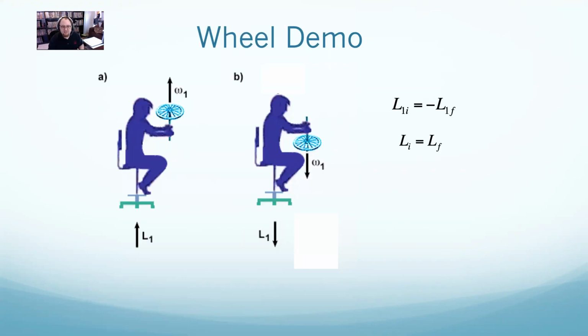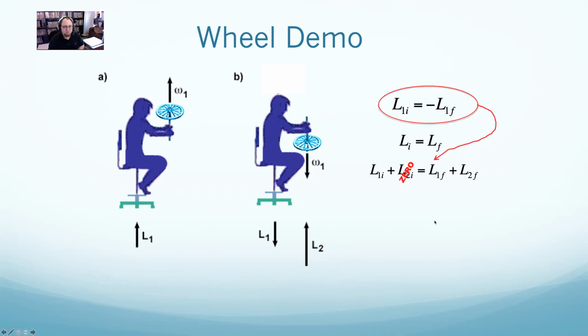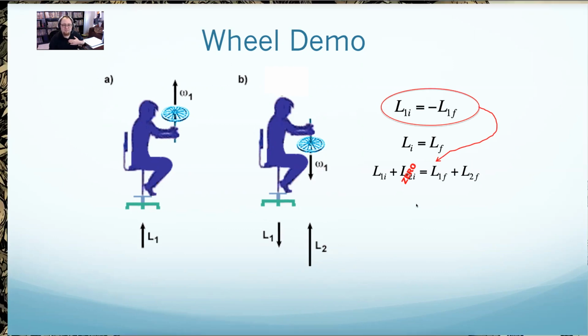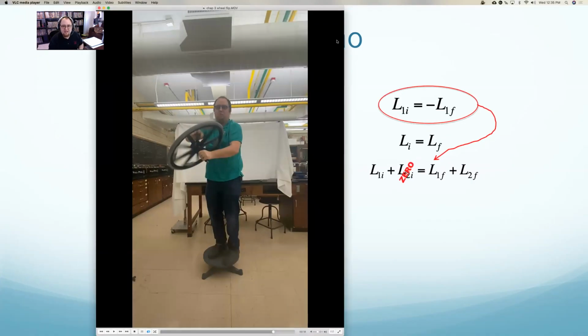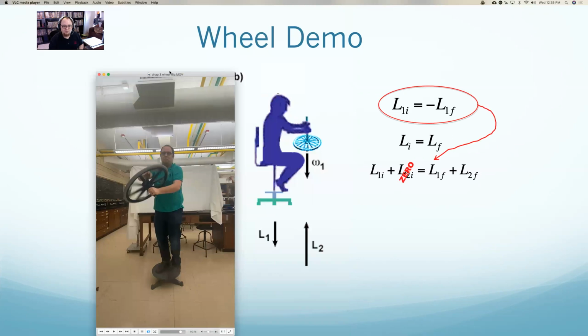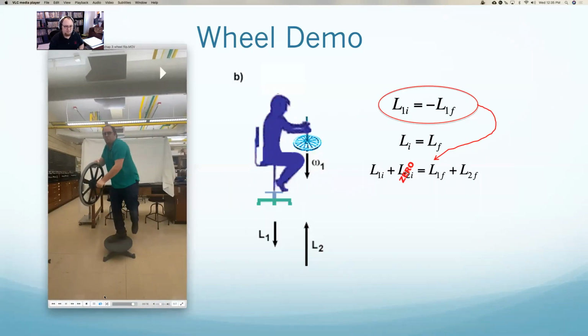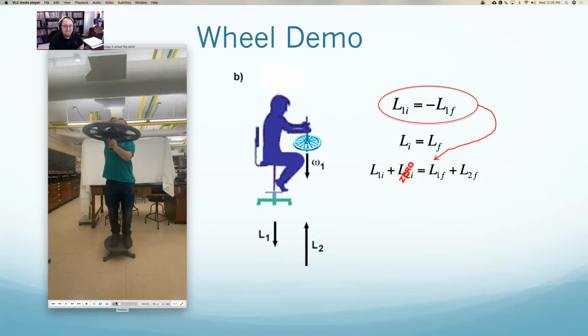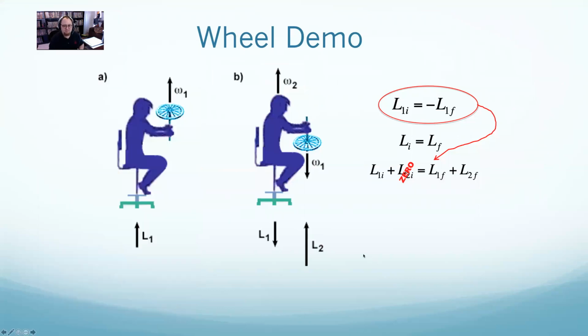And if conservation of angular momentum is true, I need to introduce a new angular momentum to make it still true. That new angular momentum I need to introduce is the angular momentum of me. As I flip it, I gain angular momentum, so that the total angular momentum is still the angular momentum it was initially.